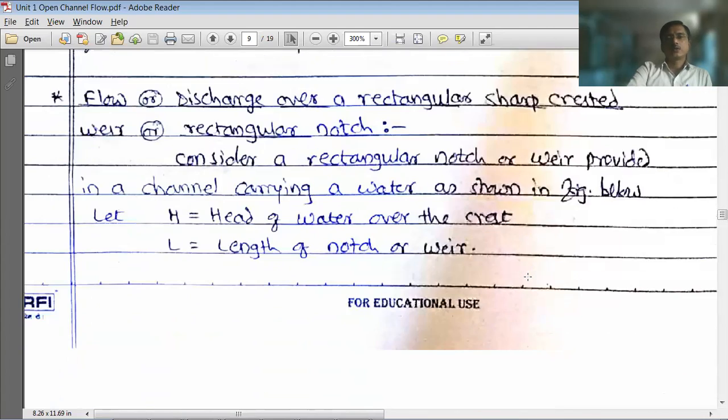Then let us see now the next point, that is flow or discharge over a rectangular sharp crested weir or rectangular notch. The equation or discharge formula for both is the same. For what? Rectangular sharp crested weir or rectangular notch. Now here we are going to see the derivation for this rectangular notch.